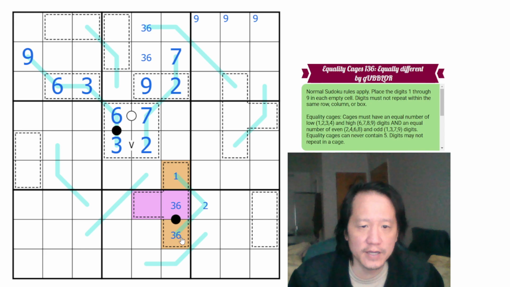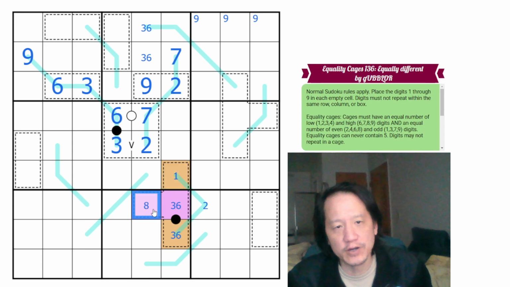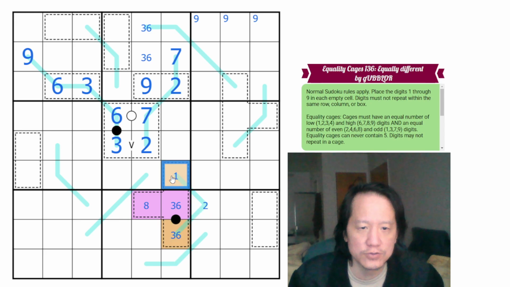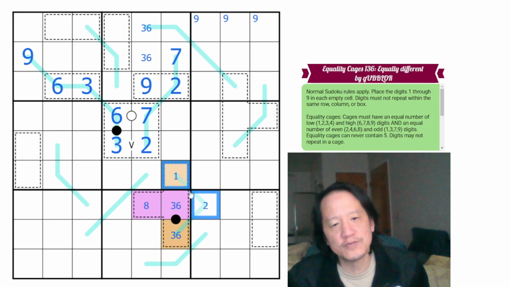If this is 3, 2, and 1, this has to be 6 and another even digit, which is high, because 1 and 3 are both low. Therefore, that would be 8. If this is 6, it cannot be 4 and 2, or 8 and 10, or 8 and 6, or 4 and 6, because obviously that would be breaking Sudoku rules. Therefore, it cannot be 2 either here. So this has to have a difference of 1. So it could be 6, 5, and 4.